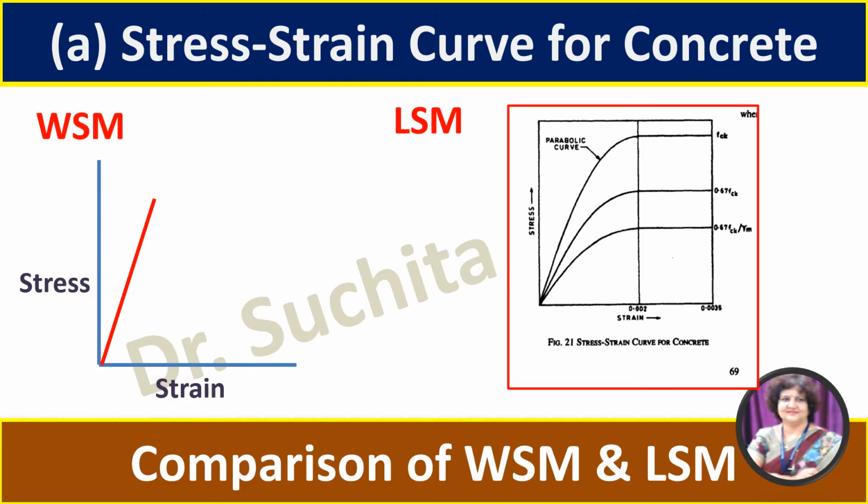So the curve in working stress method is a linear curve. It is a straight line. Stress is directly proportional to strain, and it follows Hooke's law. Whereas in limit state method, there is elastoplastic behavior of the material. So this is the comparison of stress strain curve for concrete.